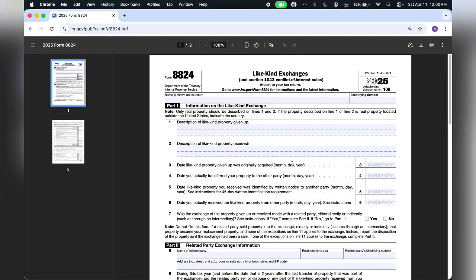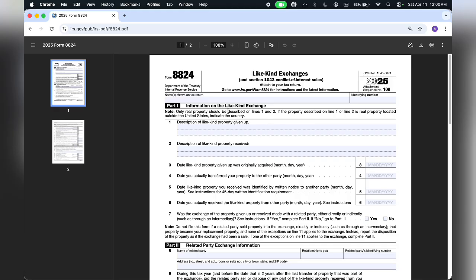Hey everyone, today I'm going to show you how to fill out IRS Form 8824, which is used for like-kind exchanges. So this form is important if you exchange one investment or business property for another similar property, because it helps you report the transaction and figure out if there's any taxable gain. So let's walk through it step by step.